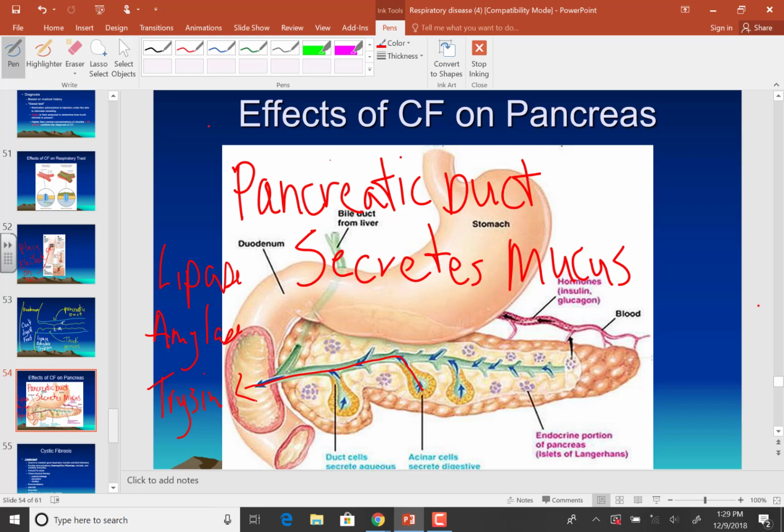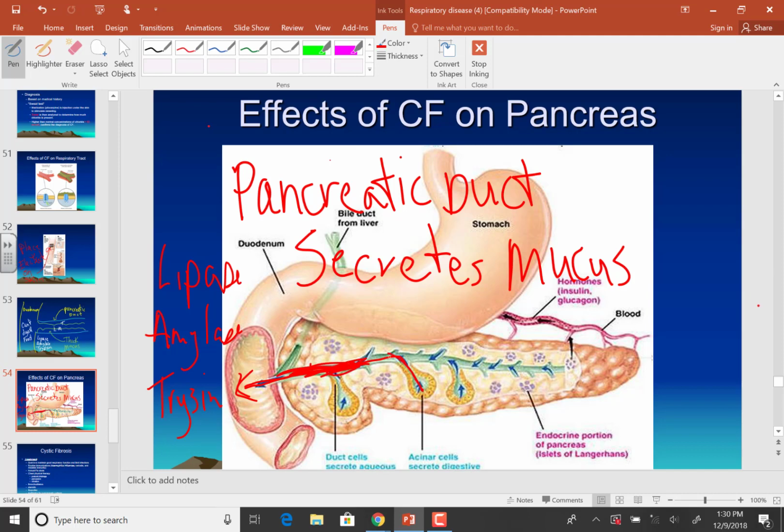So bicarbonate is released to neutralize that acidic chyme in the duodenum from the stomach, and then, to maintain the law of electroneutrality, sodium will follow the bicarbonate and water will follow the sodium, and that's what produces the pancreatic juice. Now this pancreatic duct produces mucus. So what's the problem? The mucus is really thick.